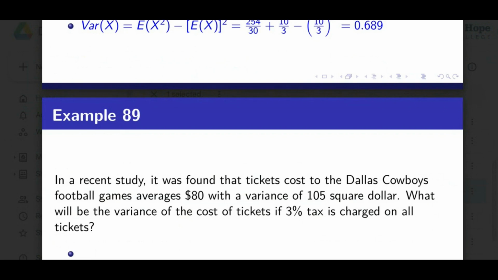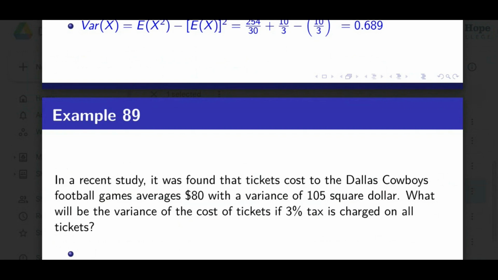Okay. In a recent study, it was found that ticket prices average... This must be a horribly old question or something because I'm sure they don't cost this much anymore. Anyway, if the average is 80 and the variance is 105, what would be the variance if I now put a 3% tax on all tickets? Do you know how to do this problem? What am I looking for? Var what? If X is the cost of a ticket, what am I looking for?